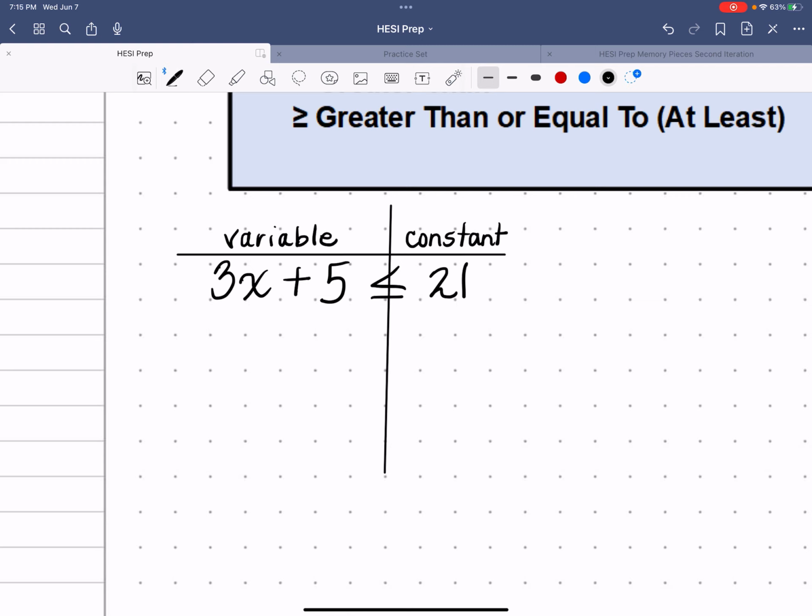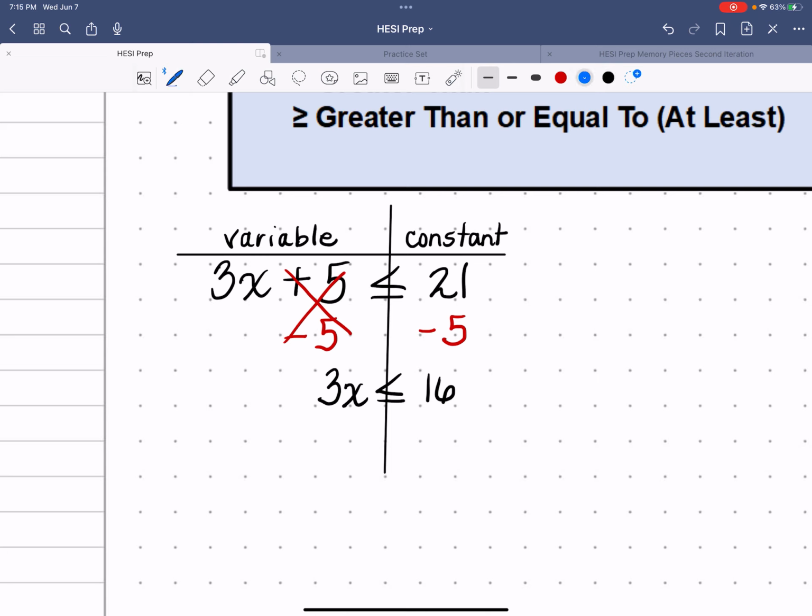Okay, so the first thing I'm going to do is move the 5, and that's going to be a minus 5, and a minus 5. You do it to both sides. You need to cancel at every step of the way. So we have 3x is less than or equal to 21 minus 5, which is 16.